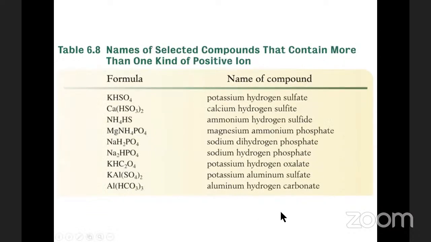And these are just some compounds that consist of polyatomic ions, such as potassium hydrogen sulfate, magnesium ammonium phosphate, potassium aluminum sulfate, and so on and so forth. These are all examples of compounds that contain positive polyatomic ions. And not only that, but they contain more than one type of positive ion. For example, in the case of potassium hydrogen sulfate, you have two positive ions here, potassium and hydrogen, right? And then you have the sulfate, which is the anion, all right? So that's as far as that is concerned.